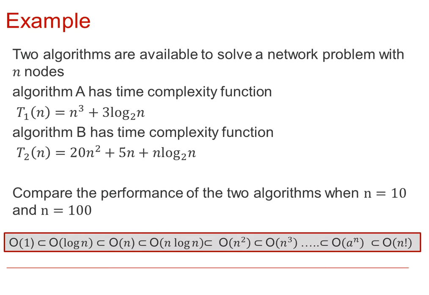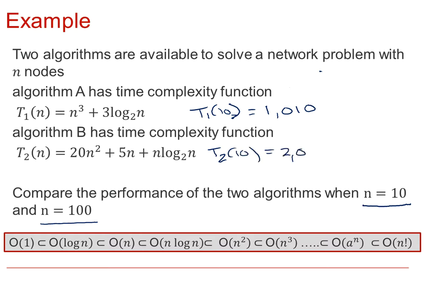So here, if we compare the performance for two algorithms when n is relatively small, i.e. 10, and then as it increases to 100, we can see how this works. When n equals 10, T1(10) will equal 1,010, but T2(10) will equal 2,083. So therefore, for small n, A happens to be faster even though it is of higher order.